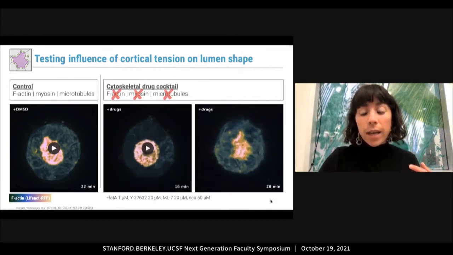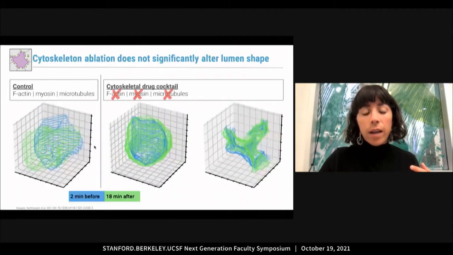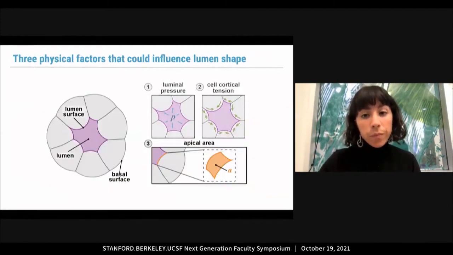You can see this here in these 3D contour plots of the lumen shape, where the blue contours are 2 minutes before and the green contours are 18 minutes after. Even though the lumen is quite wiggly, when adding the cytoskeletal drug cocktail there's not a very dramatic change in lumen shape, suggesting that the cell cortex is not an important contributor to lumen shape. So that left me with testing this last component.